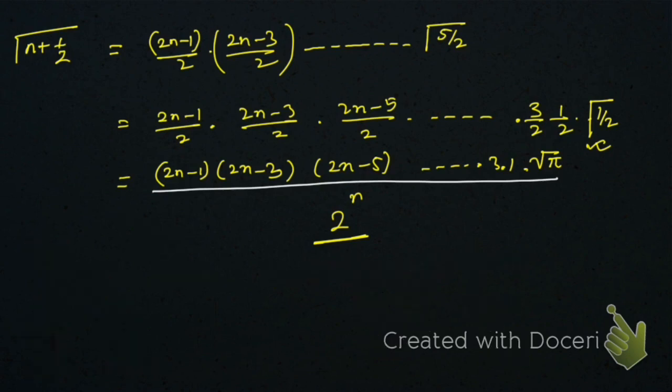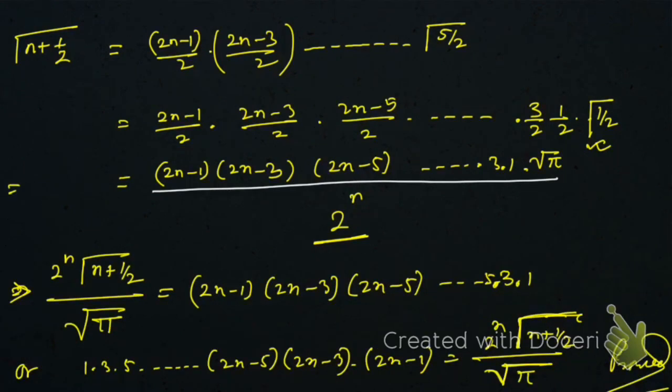So now here you can see what we're going to do. If you simplify this, then you will get this result, n plus half. So let's multiply this one with this, then that side will be divided by square root of pi, and that's how we have got this result, right? And this is what we needed to prove. Okay, so hope you have understood.